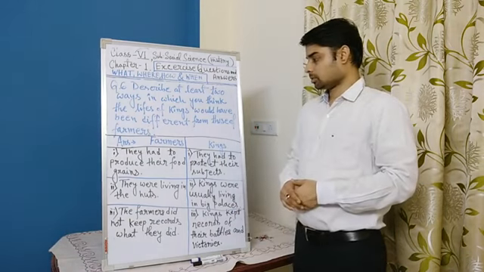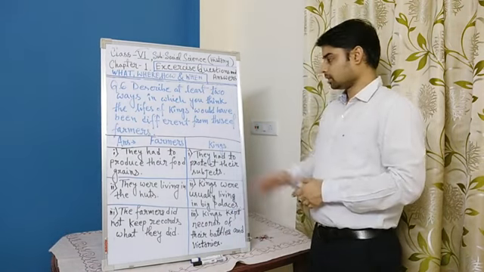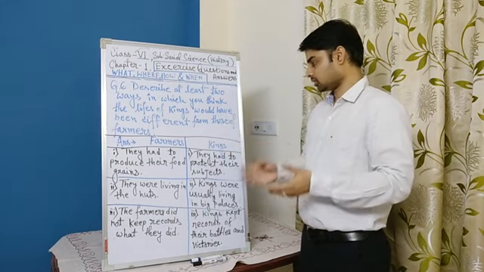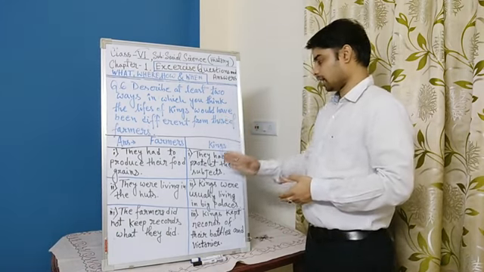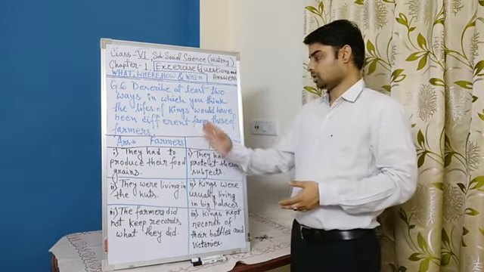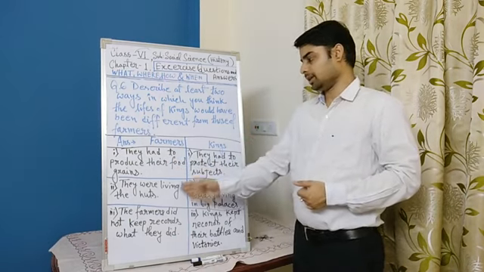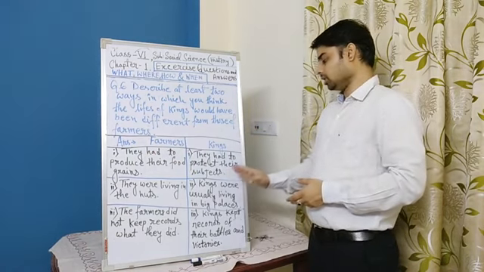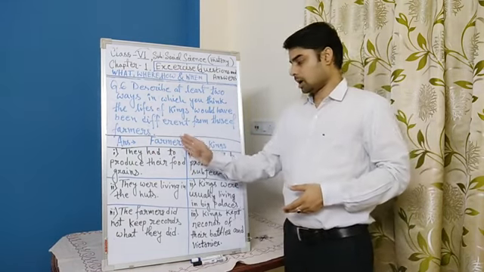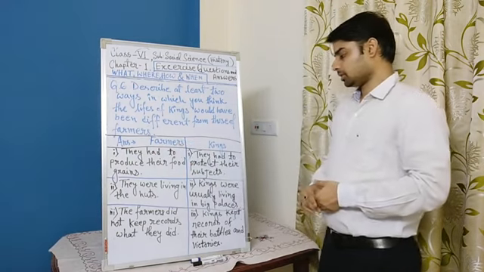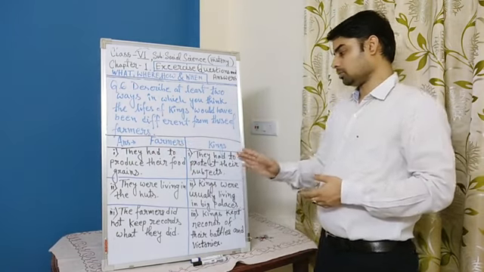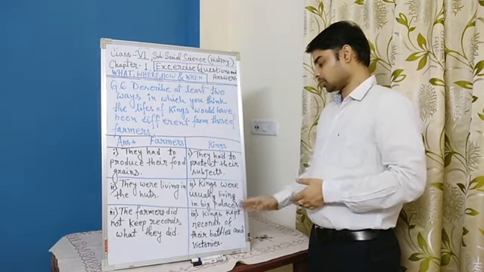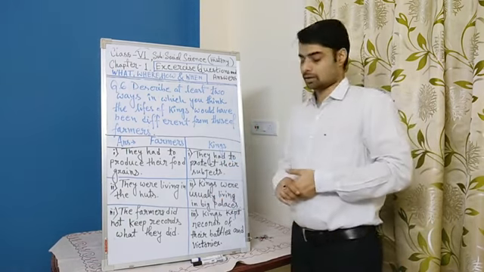So I'll repeat again from the beginning. Farmers, point number 1, they had to produce their food grains, and kings, point number 1, they had to protect their subjects. Farmers, point number 2, they were living in huts. Kings, point number 2, kings were usually living in big palaces. Farmers, point number 3, the farmers did not keep records of what they did. And kings, point number 3, kings kept records of their battles and victories.